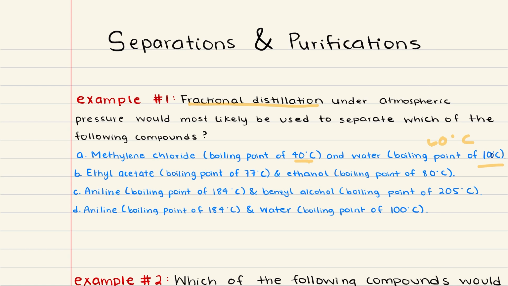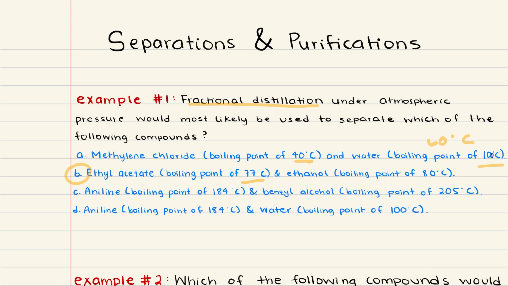Choice B says ethyl acetate, boiling point of 77 degrees Celsius, and ethanol, boiling point of 80 degrees Celsius. That's a difference of only 3 degrees. These boiling points are so close that you must use fractional distillation to separate them effectively. And this is exactly what fractional distillation is designed for. In fact, B is the correct answer.